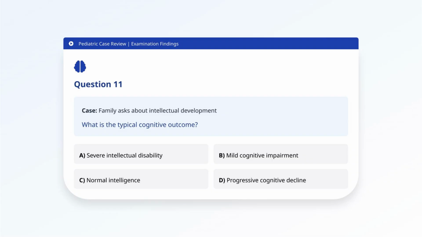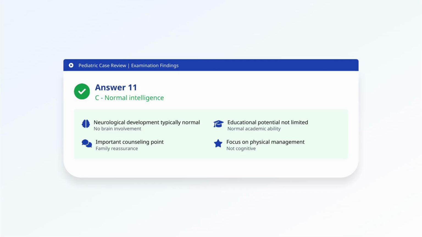Option A, severe intellectual disability. Option B, mild cognitive impairment. Option C, normal intelligence. Or option D, progressive cognitive decline. The correct answer is C, normal intelligence.